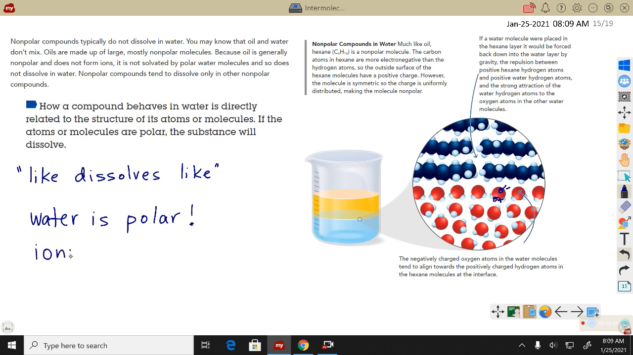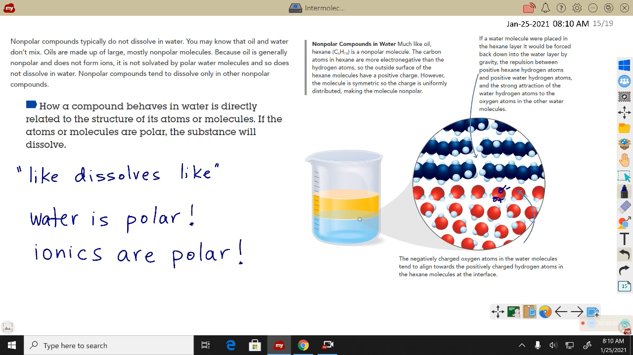Ionics. Ionics are polar. So ionics are as polar as it gets, where we're not even talking partial positive and partial negative. It's a full transfer of electrons, giving us really charged ions, fully positive and fully negative ions. So ionics definitely dissolve in water. So do any other polar molecules.